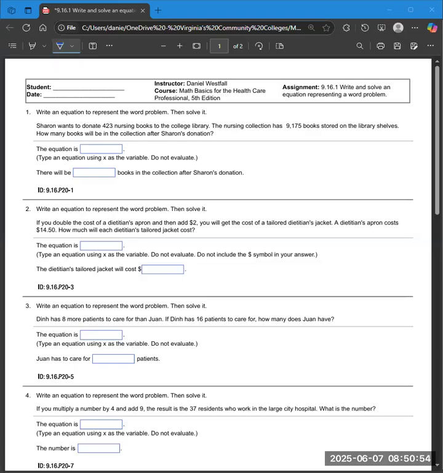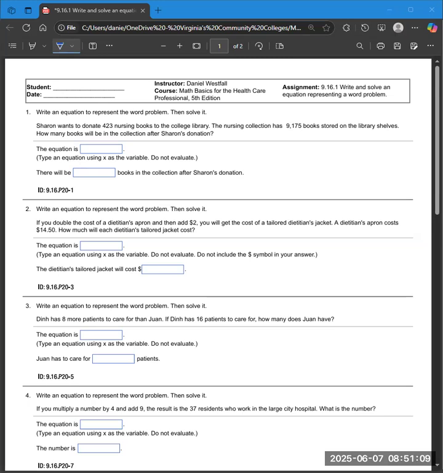In this video, we're going to talk about 9.16, Objective 1, where we write and solve an equation representing a word problem. Let's go ahead and get started. Write an equation to represent the word problem, then solve it.